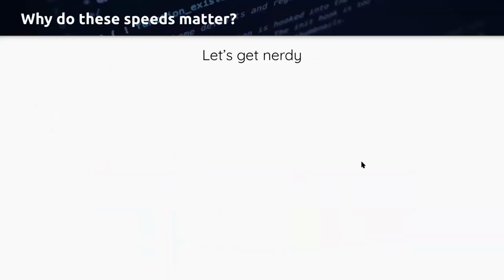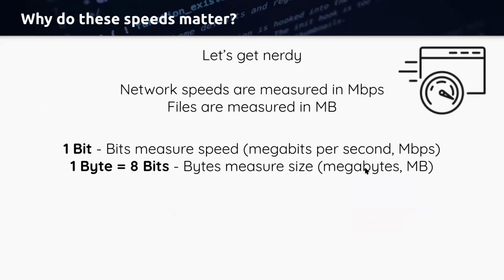All right, so I'm going to get a little bit nerdy on everyone here. If your eyes glaze over, I totally understand. But this helps break down what these acronyms mean. Network speeds are measured in megabits per second, or Mbps, whereas your files are measured in megabytes. So 1 bit is your speed, but 1 byte equals 8 bits. So basically, for whatever file you're going to be trying to transfer, take your file size and multiply that by 8. That's the network speed you need to be able to pull that down in a second.